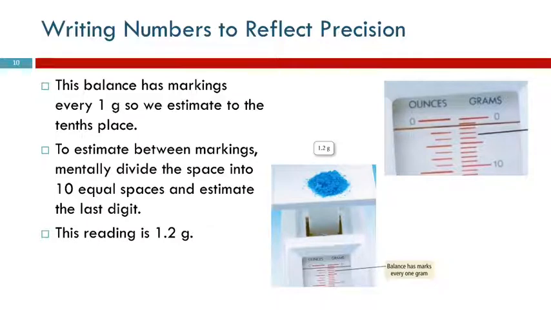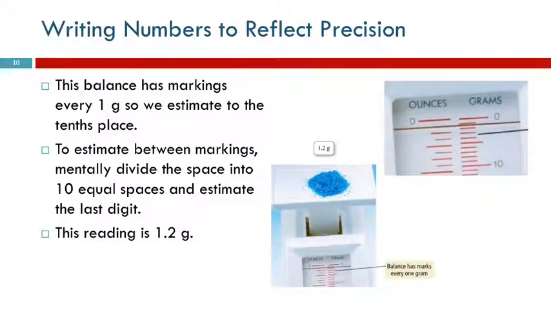We're going to estimate the next digit because we can get some information by estimating between those two little lines. We can see that it's not halfway. It's not more than halfway. It's less than halfway. So you can kind of, in your mind, divide that tiny space into 10 or 5 and estimate how far it is. So we may estimate that as 2/10 of the way. And so we'll record that as 1.2 grams. The 2 here is an uncertain digit.